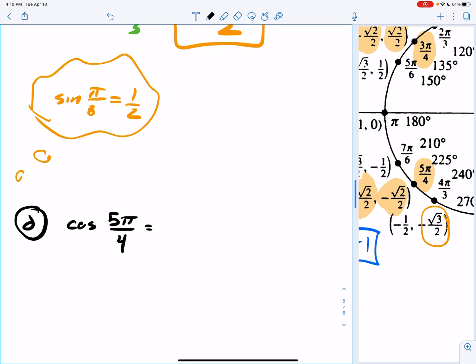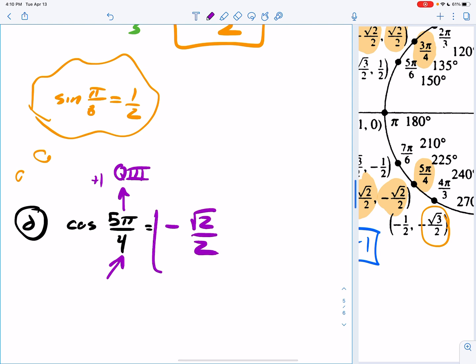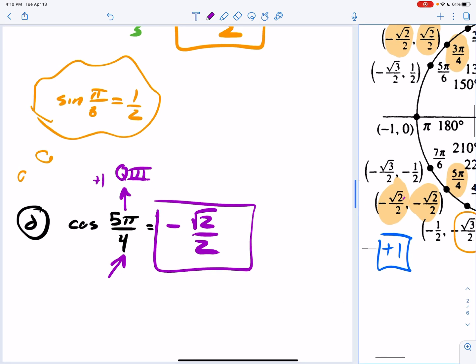Okay, 5 pi over 4. In my head, I know that is definitely a +1, right? We're adding 1, so I know I'm in quadrant 3. And all students take tangent as positive, so I know cosine will come out negative. This is what makes it so easy. Anything over 4 for sine or cosine, I know it's some version of rad 2 over 2. So easy. So check it out. 5 pi over 4. Cosine, which is the x-coordinate, is negative rad 2 over 2.